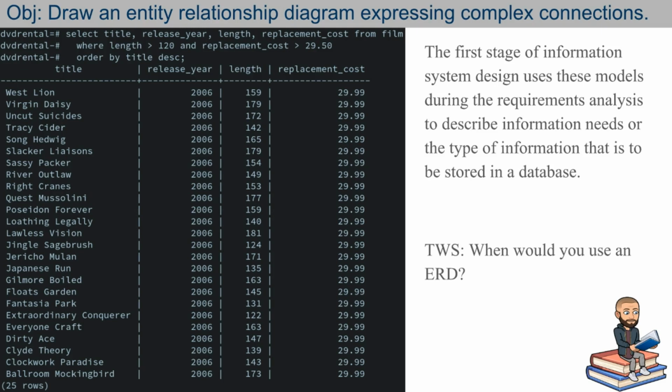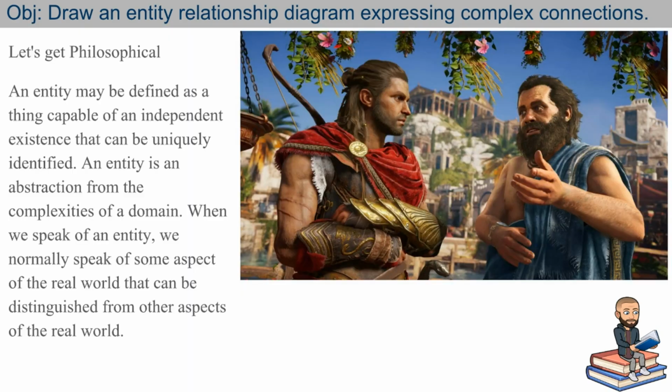Now, when would you use this? Well, the first stage of information system design uses these types of models, and you're using this during the requirements analysis phase. They're helpful to see what you will be requiring, because it forces you to describe the information that you'll be needing. In the programming context, what we're talking about is the type of information that's going to be stored in databases.